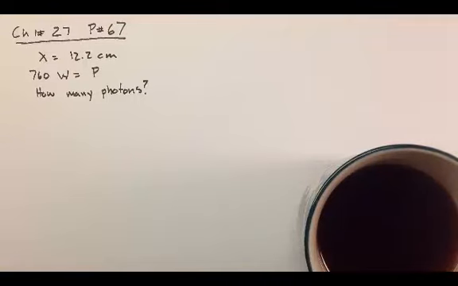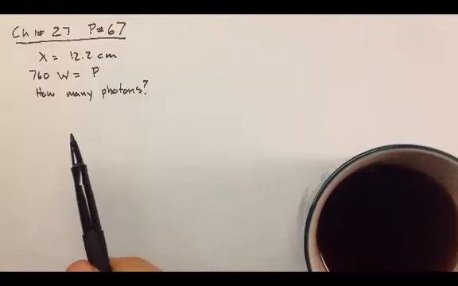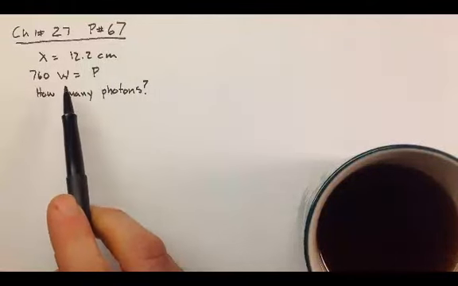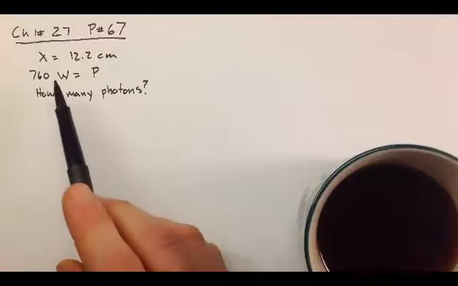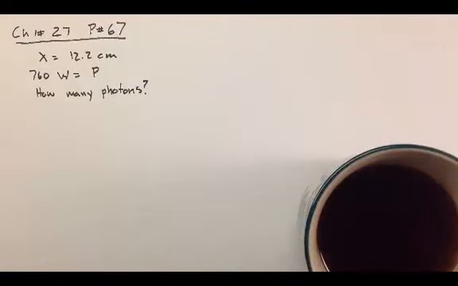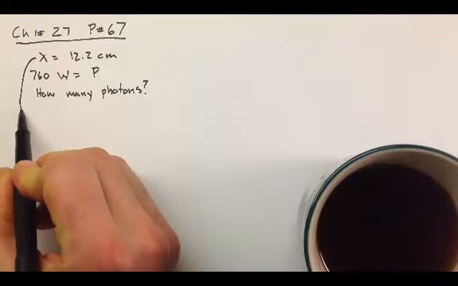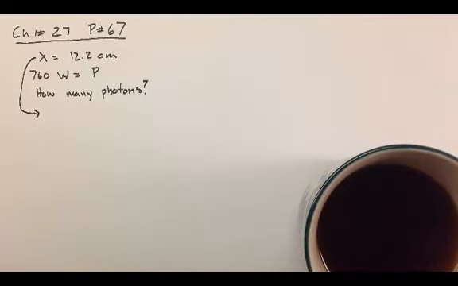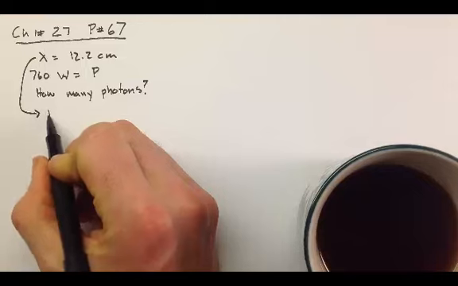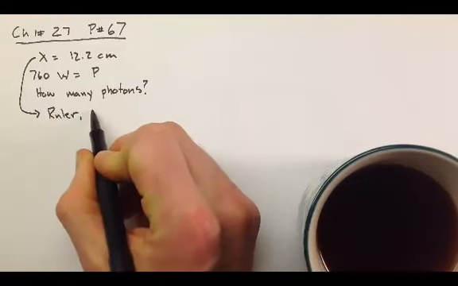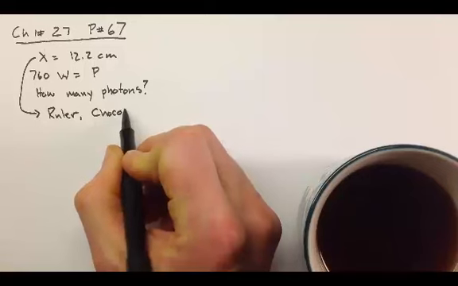So let's say I wanted to know, like problem 67 does, how many photons my 760 watt microwave puts out, assuming that the photons have a wavelength of 12.2 centimeters. Now you might be thinking, how would one determine what the wavelength of a microwave oven is? As it turns out, there's an experiment you can do at home with your microwave to determine what the wavelength of your microwave is. And all you will need is a ruler and a large piece of chocolate.